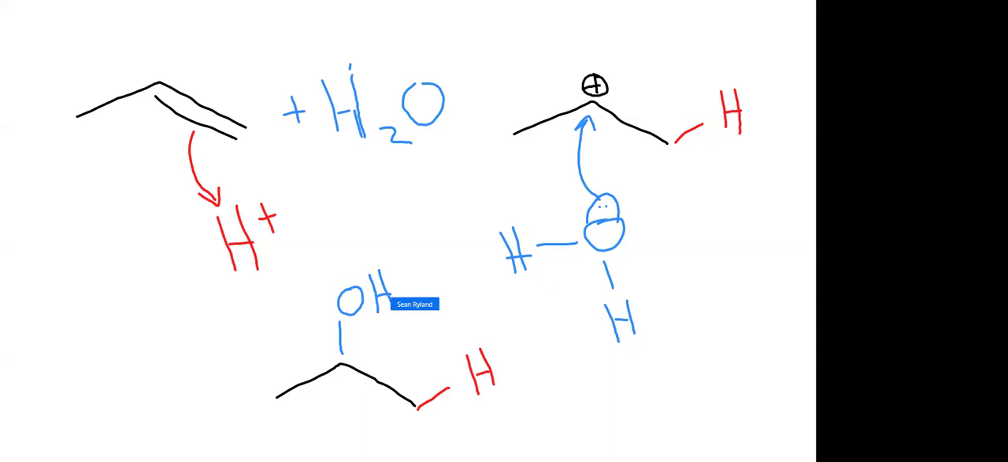And then when we do that second proton transfer to take the water molecule that's attached and turn it into an OH, we regenerate our catalyst. So our final product: we started with propene plus water with an acid catalyst, and we wind up with propanol. The reason it's a catalyst and not a reactant is because we regenerated that same H plus that we started with, but it's not the same atom. So you just have to be careful with the way you present that.